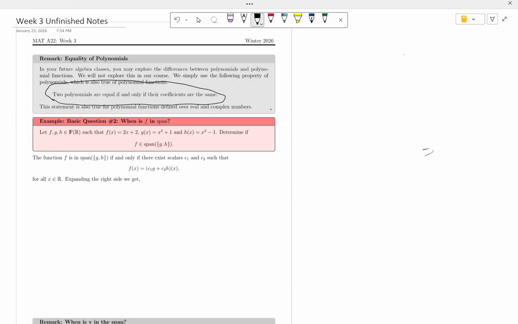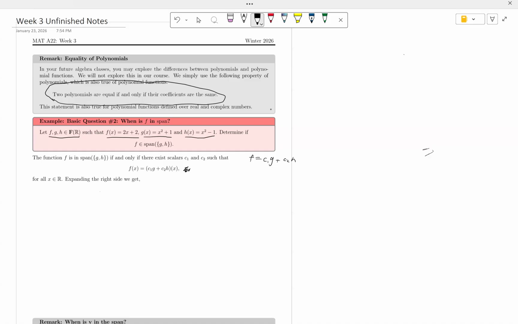Okay. So in this question, we're given three functions, f, g, and h, in the real-valued functions, and we notice that we're given three polynomials here. And we want to determine if f is in the span of g and h. Well, f is in the span of g and h if there exist scalars c1 and c2 such that f of x equals c1 g plus c2 h of x. This is for all x in R. Now, why is this true? This is true because that's what we define for f to be equal to c1 g plus c2 h.